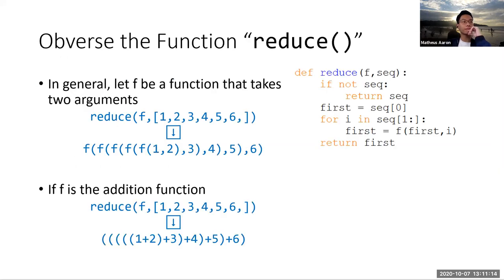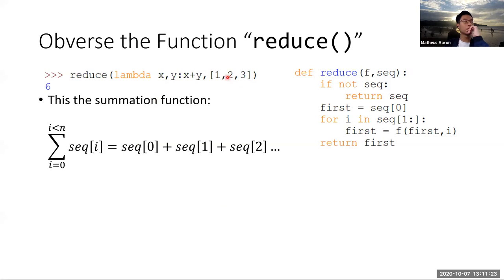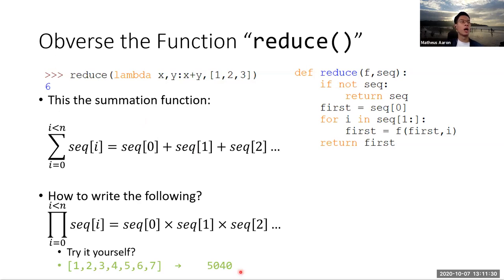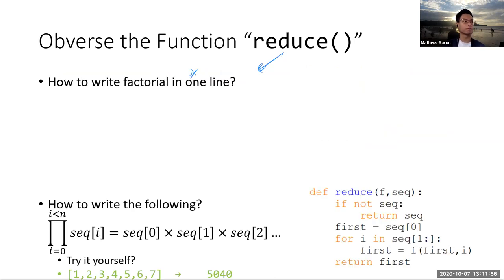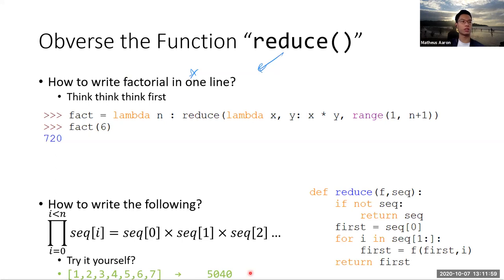Okay? So if f is the addition function, you do this. This is an example of the summation function. We can also do multiplication. Now, if you want to do multiplication using reduce, any ideas? What should I change from this particular part so that I can change it to multiplication? Any answers in Zoom chat, please. Yep, you just need to multiply it. Okay, so you just get a multiplication.